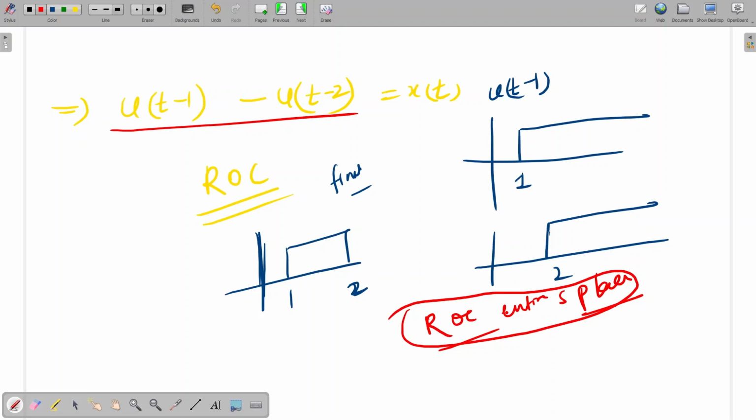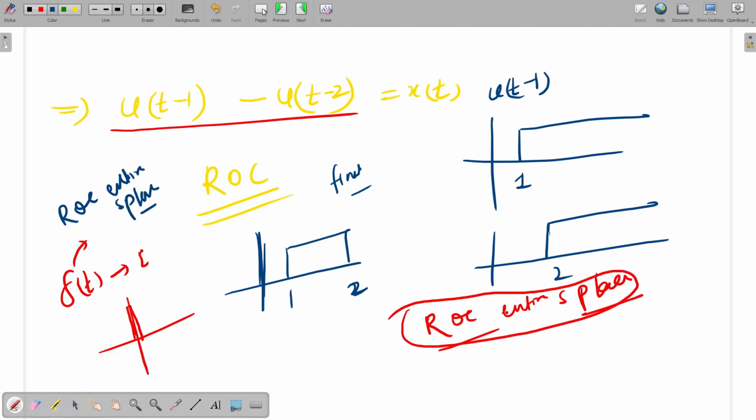Can you reply? Hello? Yes, sir. Sir, for impulse also the entire S-plane, sir? Which one? Impulse function, delta t also. This is also a kind of, let's say, very small signal. So it is a finite duration signal only. For this one also the ROC will be the entire S-plane.